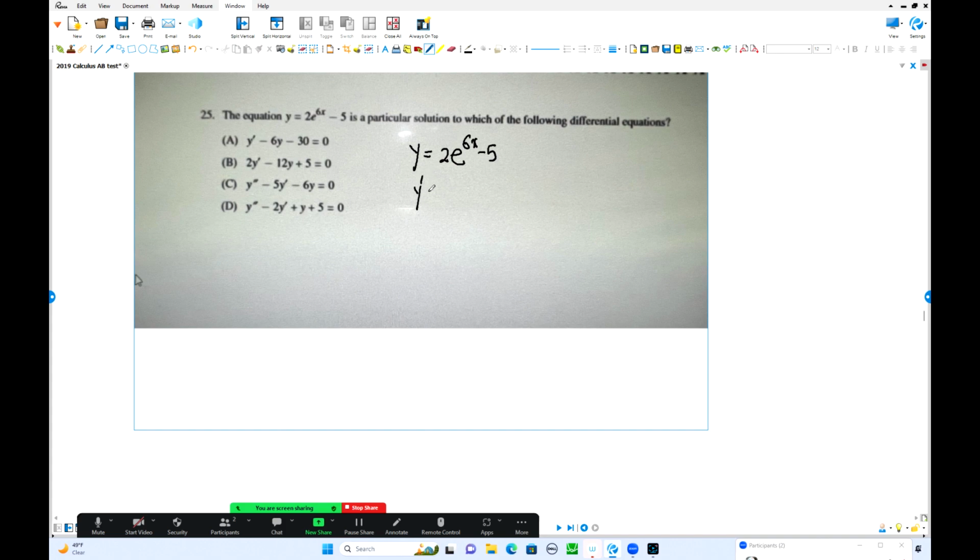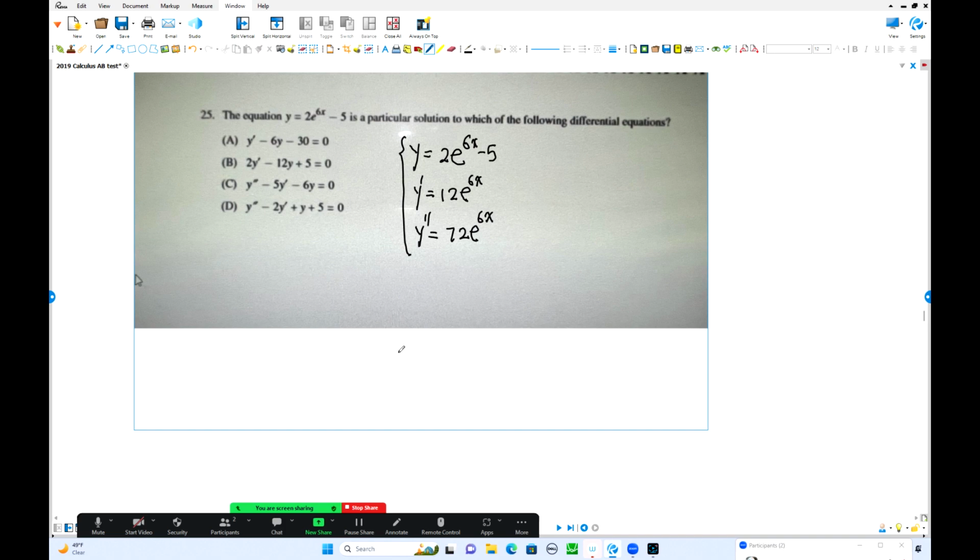Y prime, the derivative: e to the 6x, the 6 moves down, 2 times 6 is 12, so 12 e to the 6x. Y second prime is what? Take the derivative again, times 6 again. 12 times 6 is 72, so 72 e to the 6x. That's all we need. Using this, we can put these into choices A, B, C, D.